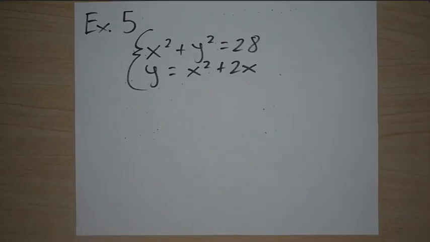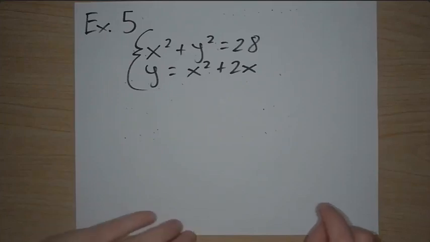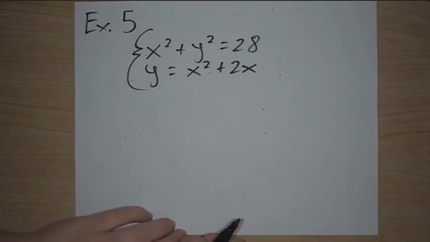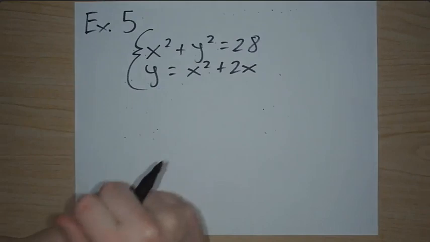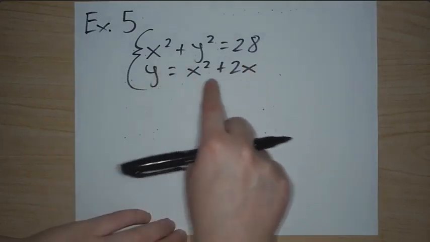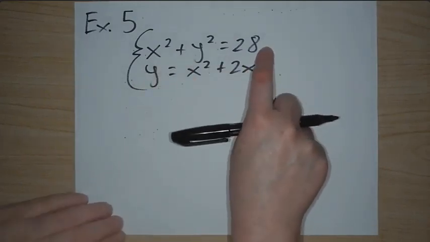This is example 5 from the substitution and elimination for nonlinear systems lab. We have the following two systems: x squared plus y squared is equal to 28 and y equals x squared plus 2x. We're going to use the calculator to solve this, but before we put it into a calculator, we need to solve each of these for y. So this one's already solved for y, but we need to solve this one for y.